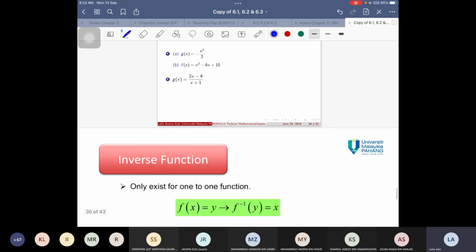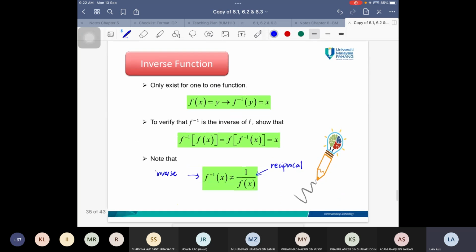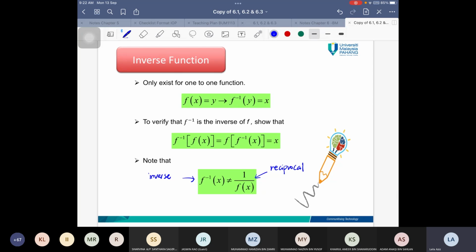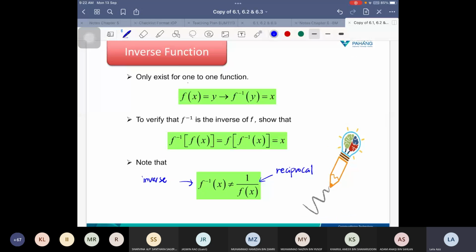That's the reason. Okay, last kali, kita dah tengok composite tadi. Last kali kita akan tengok inverse function. Dan inverse ni pun you dah tengok dah. Ni bukan benda baru juga. Okay, inverse ni dia hanya exist untuk one-to-one function. So function tu kena one-to-one baru dia boleh ada inverse. Kalau dia many-to-one, automatically function tu takkan ada inverse. Tu syarat dia.